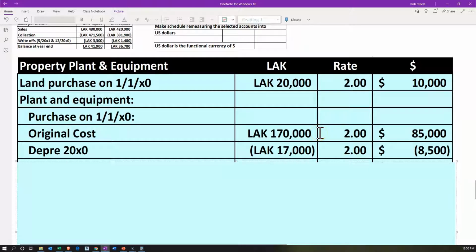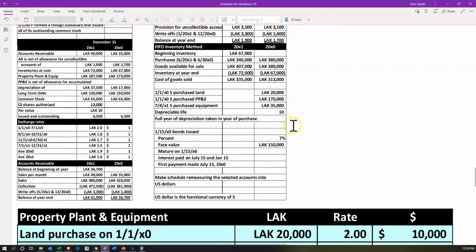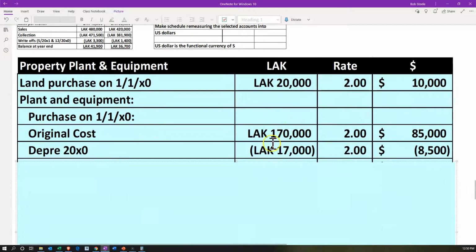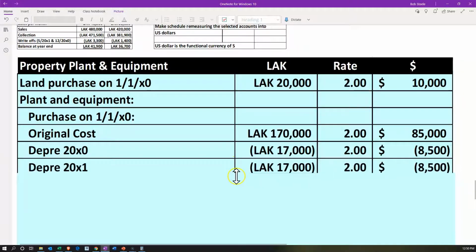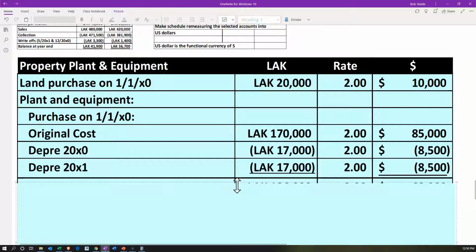So the depreciation is going to be the 170,000 divided by the useful life, which we said was 10 years. So 170,000 divided by 10 years gives us the 17,000. Then we're going to take the same rate 2. We're going to take that 17,000 divided by 2. That gives us the 8,500. We're going to be reducing the original cost by this amount, of course, because it's the depreciation.